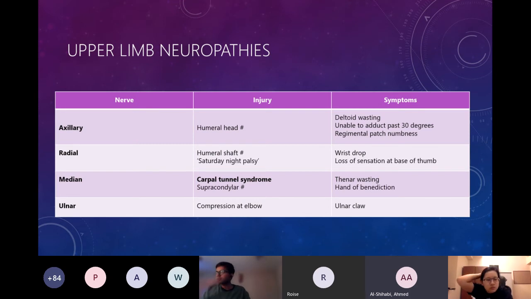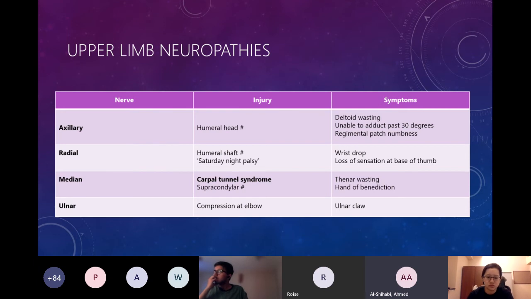If you remember, when you're abducting your arm, deltoid takes over from about 30 degrees. So if they can start off the abduction with supraspinatus but can't carry it on, do we need to know nerve roots for year 4? Yes. I'd definitely say yes. Know your nerve roots for year 4 because it will come up. It's come up for us. It's come up for years before us. But yeah, so that's axillary.